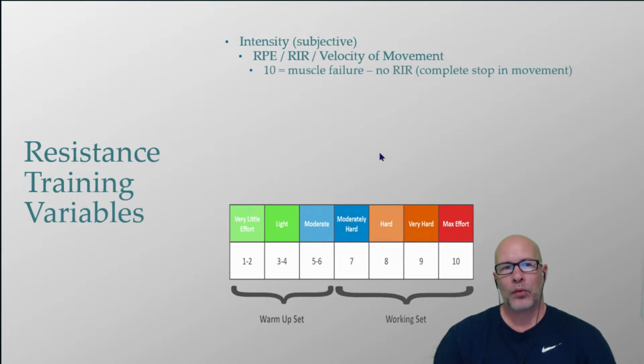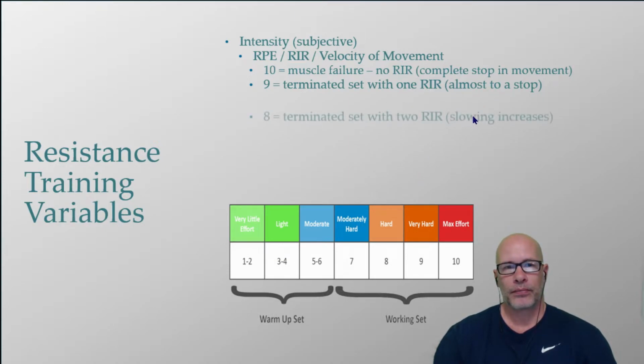So working backwards, a 10 on the scale of 1 to 10 means that you took yourself to muscle failure, you put in maximum effort, there were no repetitions in reserve because fatigue determined that the set was over with, and there was a complete stop in the movement. A 9 means that you terminated the set knowing that you had 1 or in some cases 2 repetitions in reserve, and the movement almost came to a stop.